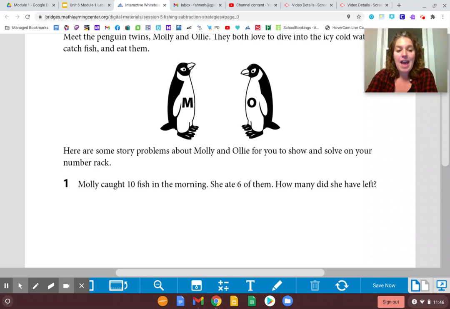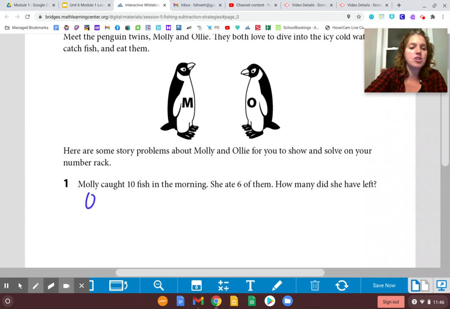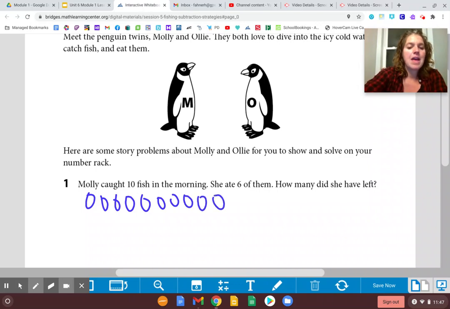So we have a story problem that says Molly caught 10 fish in the morning. How many fish did she catch? 10. She caught 10 fish in the morning. So I'm going to go ahead and draw those 10 fish. I'm putting it all on one line, kind of like what we would do for our number rack. We'd have all 10 of them on that top row.